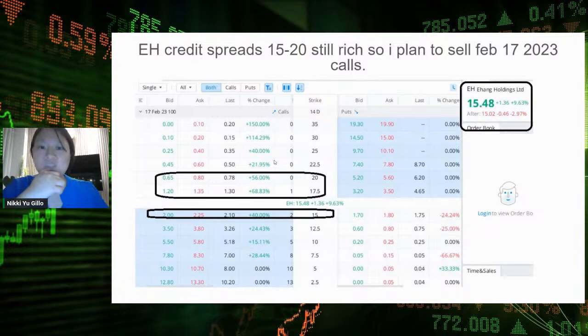EHANG credit spread, so it's still rich. So for Chinese names, we said that Chinese names are also falling down, and some names have been pushed up last night. This was 10% up last night. EHANG Holdings, which is an eVTOL. It's a small company. It's great. It's innovative. eVTOL is electric vehicle takeoff landing.